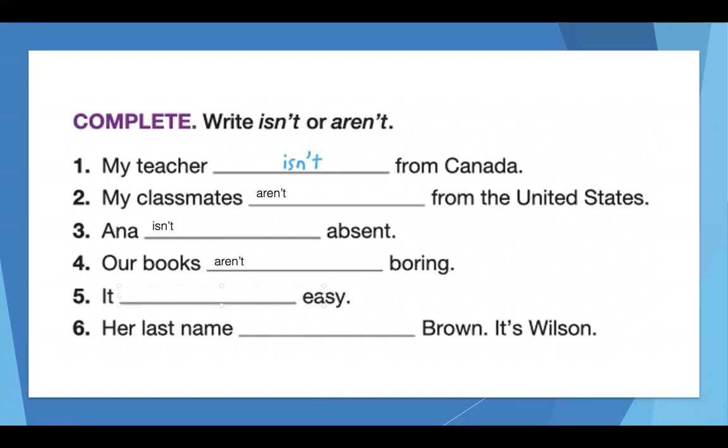All right, for number 5, do we use isn't after it or do we use aren't? When the subject is it, we say isn't. It isn't easy. And finally, her last name, we're talking about one person. So would that be isn't or aren't? Her last name isn't Brown, it's Wilson.